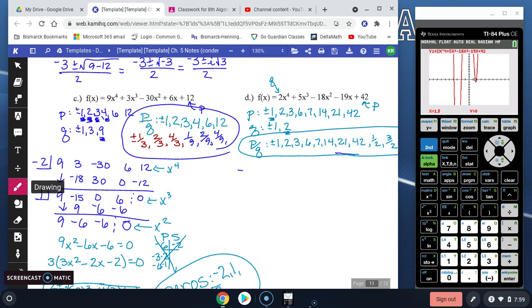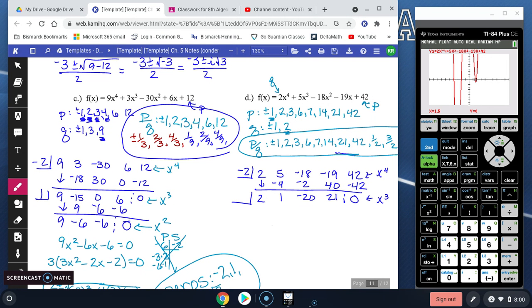Okay, so -2, I'm going to put in. Okay, so 2 comes down, -4, 1, -2, -20, 40, 21, -42, 0. Okay, good. Now again, we're starting with a quartic. Now we're down to a cubic. And then we said 1.5 works, or that's the same as a 3 halves.